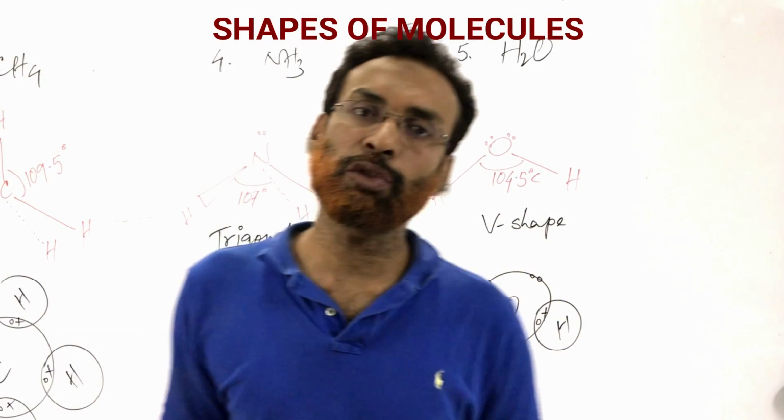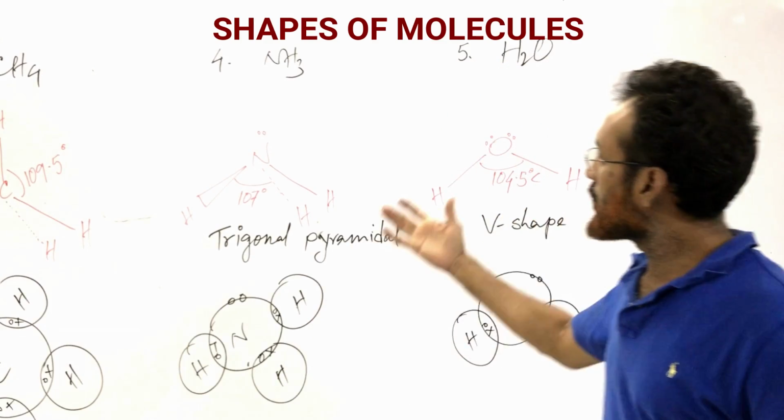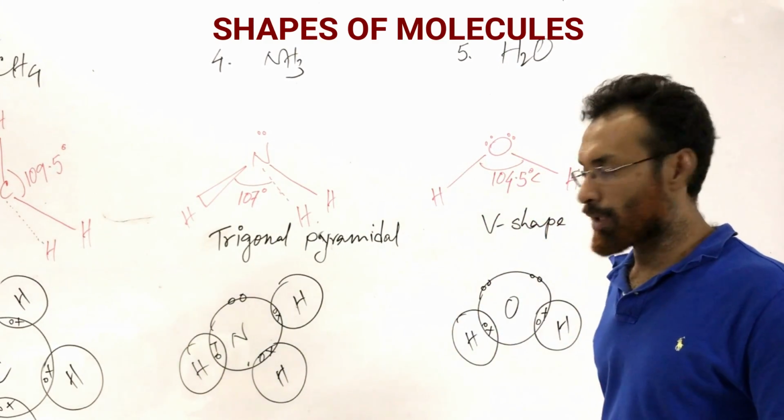Now I'm going to explain 2 shapes together. One is ammonia, another is water molecules.